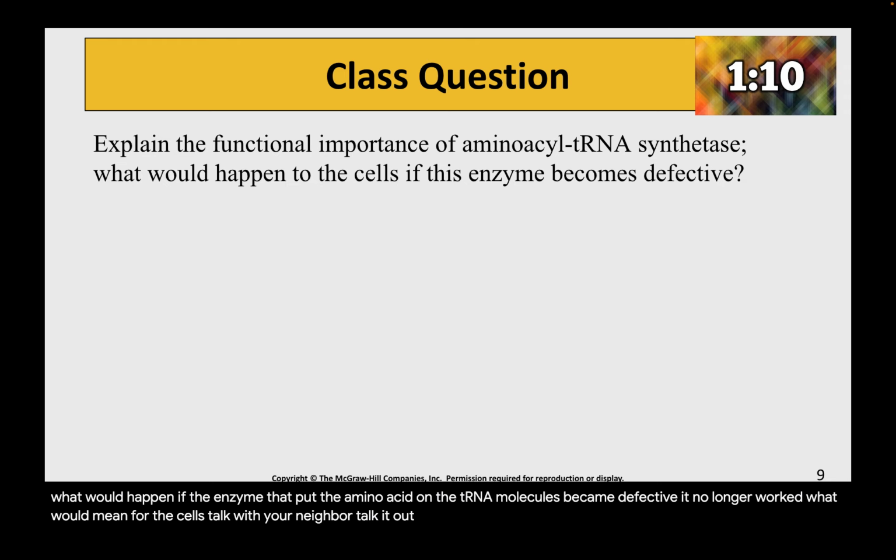Wait, then mRNA wouldn't be able to find it. So it's just making tRNA that's not charged. So basically, we have these amino acids. What does that mean for the production of protein?